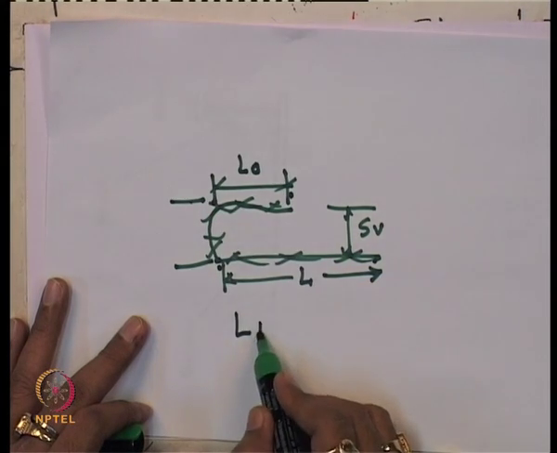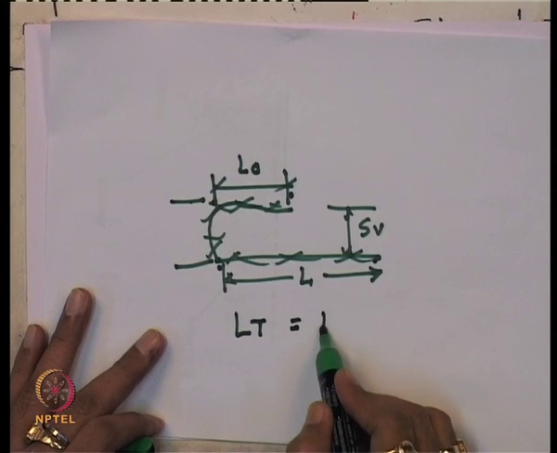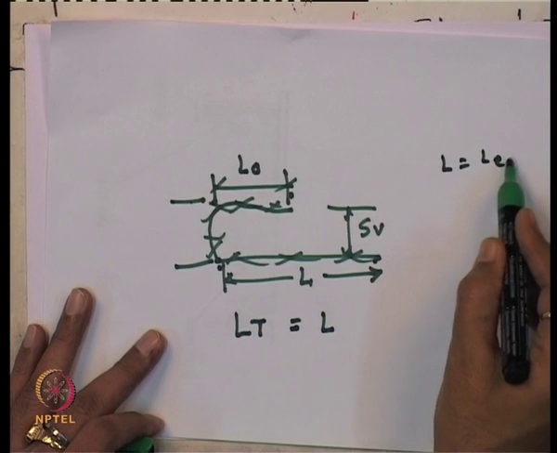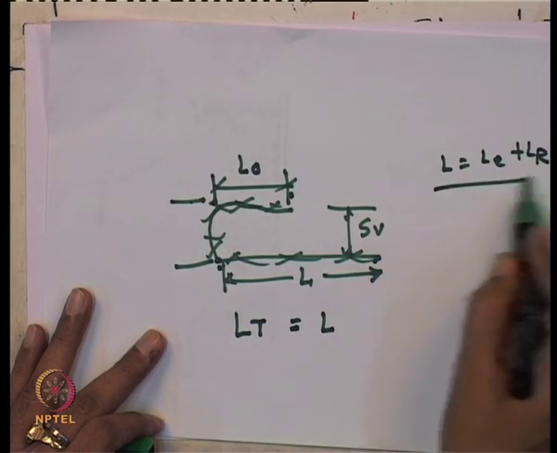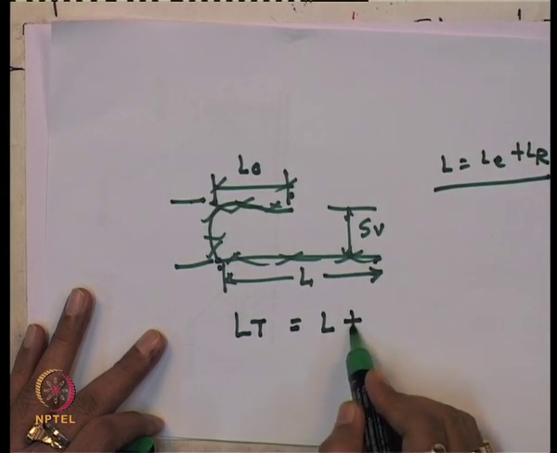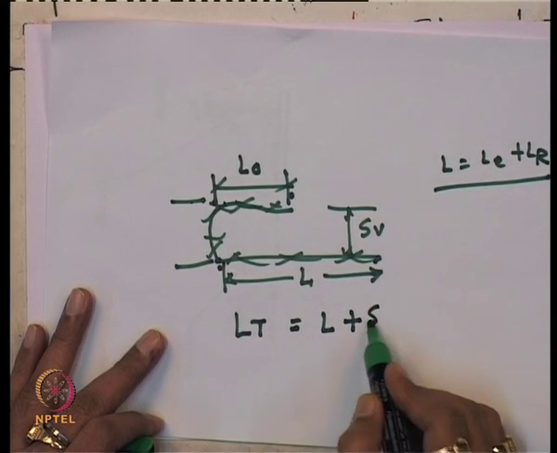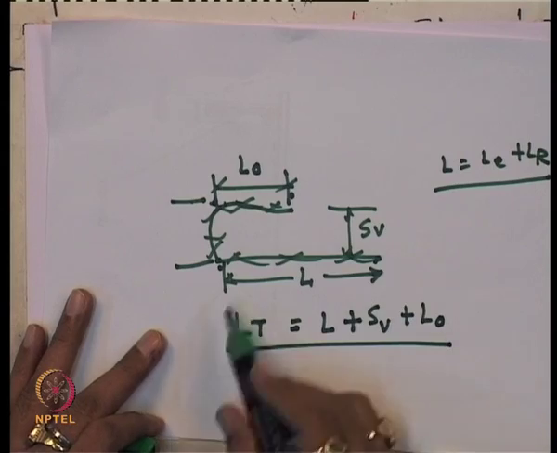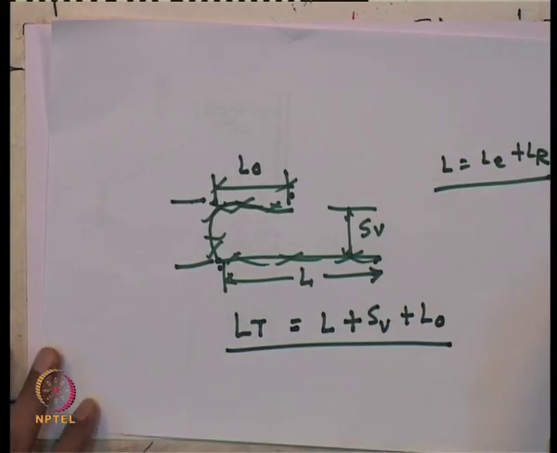So that's why L total is equal to L. L also is equal to LE plus LR. So this is L plus SB plus L0. So you can calculate what will be the total length of the geotextile material.